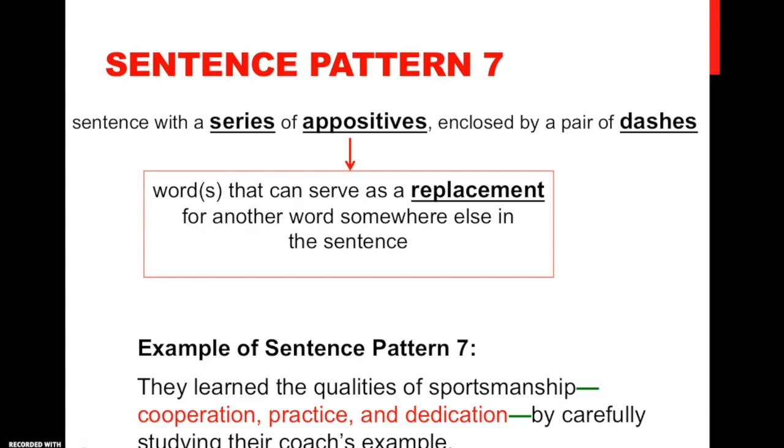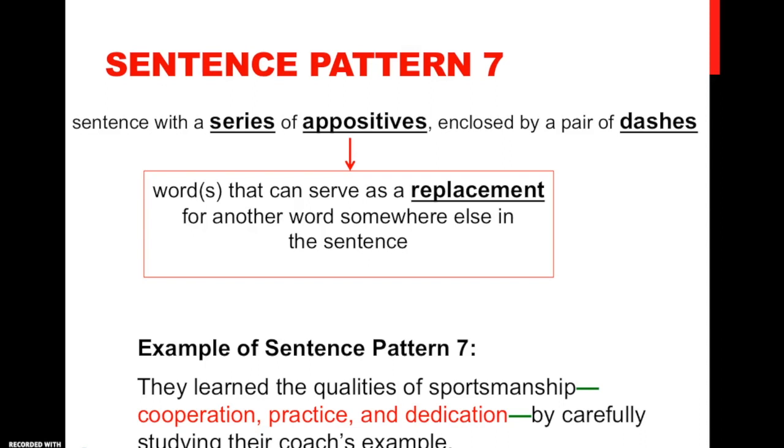Notice that cooperation, practice, and dedication are all qualities of sportsmanship. Those three things are what make up sportsmanship. It's extra information to allow the reader or listener to feel positive about what is being talked about. We could take the appositives out and simply say, they learned the qualities of sportsmanship by carefully studying their coach's example. In fact, that's one way to check that you've used the punctuation correctly. If your sentence still makes sense without the appositives, then it's probably okay.